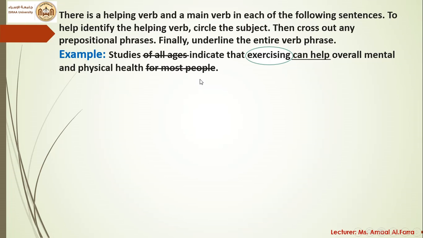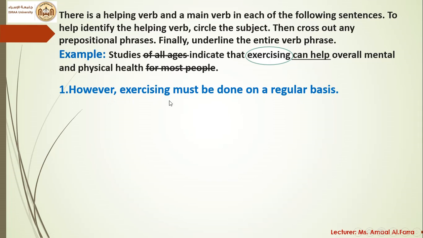So, first you are going to cross out the prepositional phrase, and maybe you can find more than one prepositional phrase in the same sentence. Here in this sentence we have 2 prepositional phrases. Of all ages, beginning with of, and for most people, beginning with for. The subject of this sentence is exercising and it is circled. Here is the verb phrase. It consists of what? Of can as a helping verb and help as what? As a main verb. So the helping verb and the main verb together form the verb phrase you are going to underline.